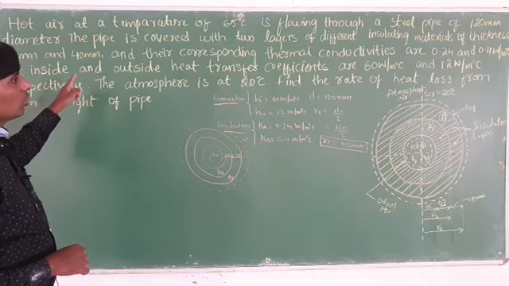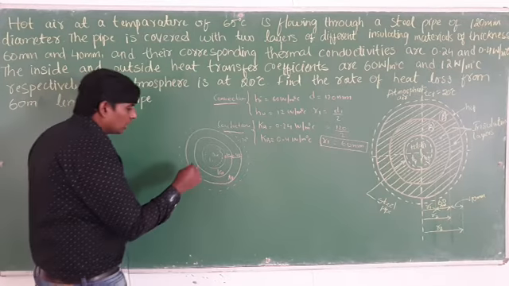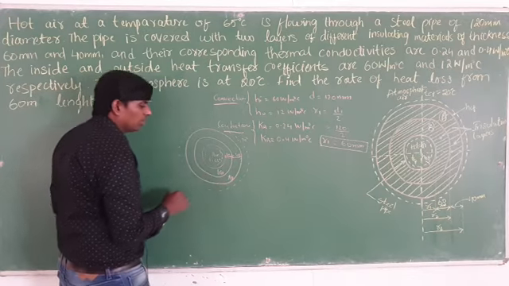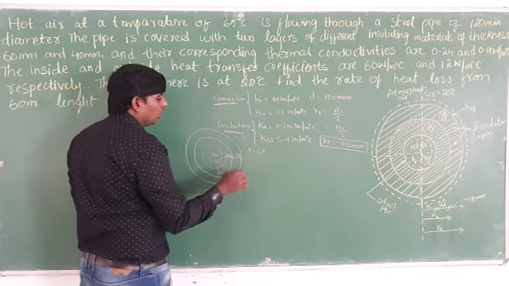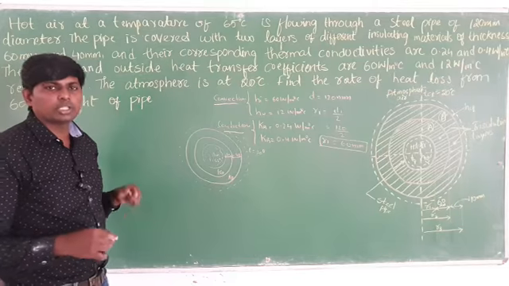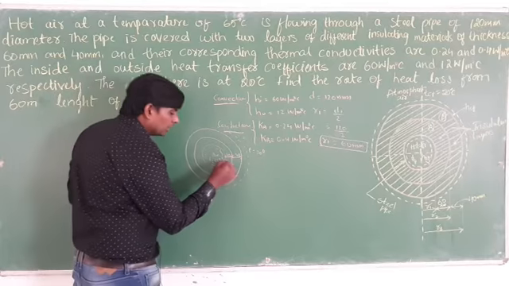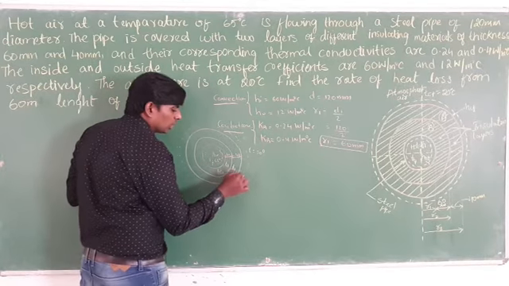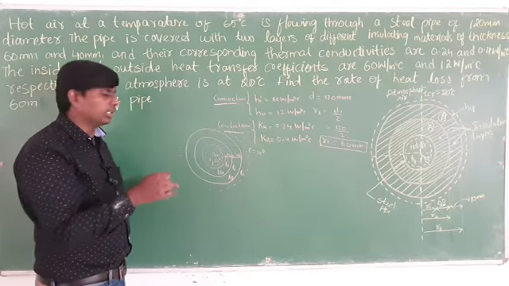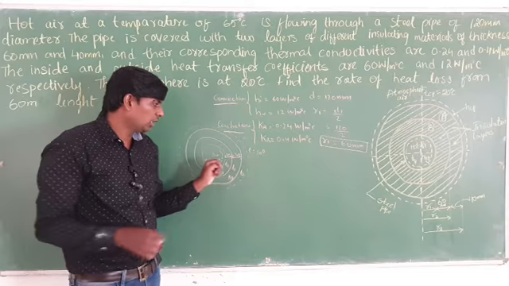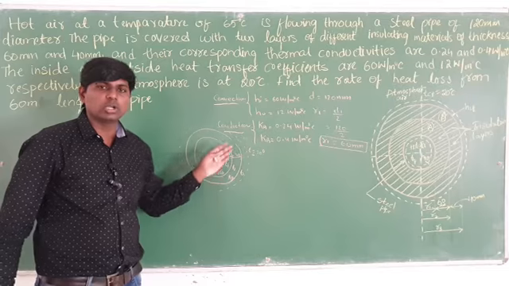As you can read in the question, hot air at a temperature of 65 degrees. Inside temperature is 65, and the outside temperature is 20 degrees. So what you have to do? Inside air temperature you have to take as Ti, and this one as T1, this one as T2, and this one as T3. Wherever the conduction is there, T1, T2, T3, and here you have to take TO. TO means outer temperature, Ti inside temperature.